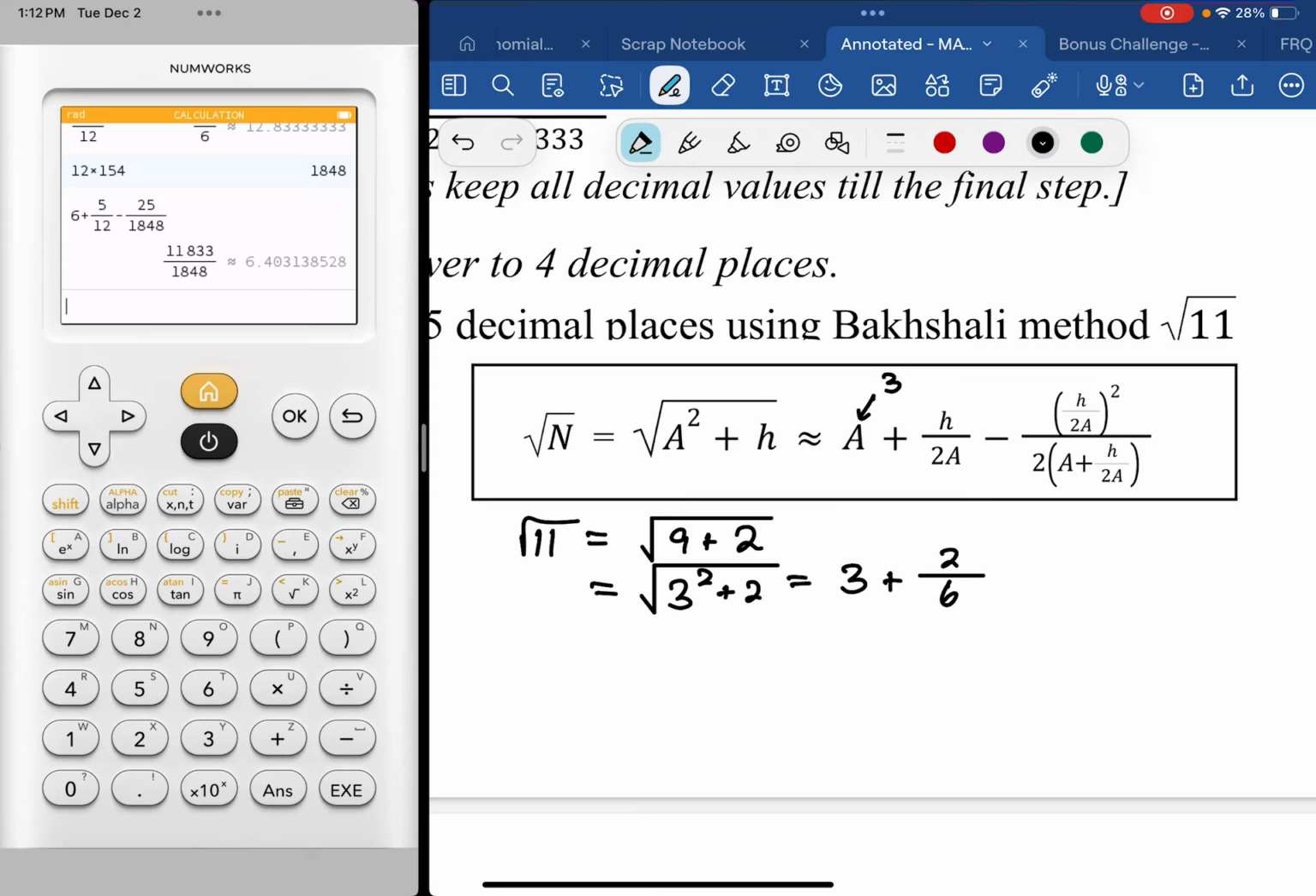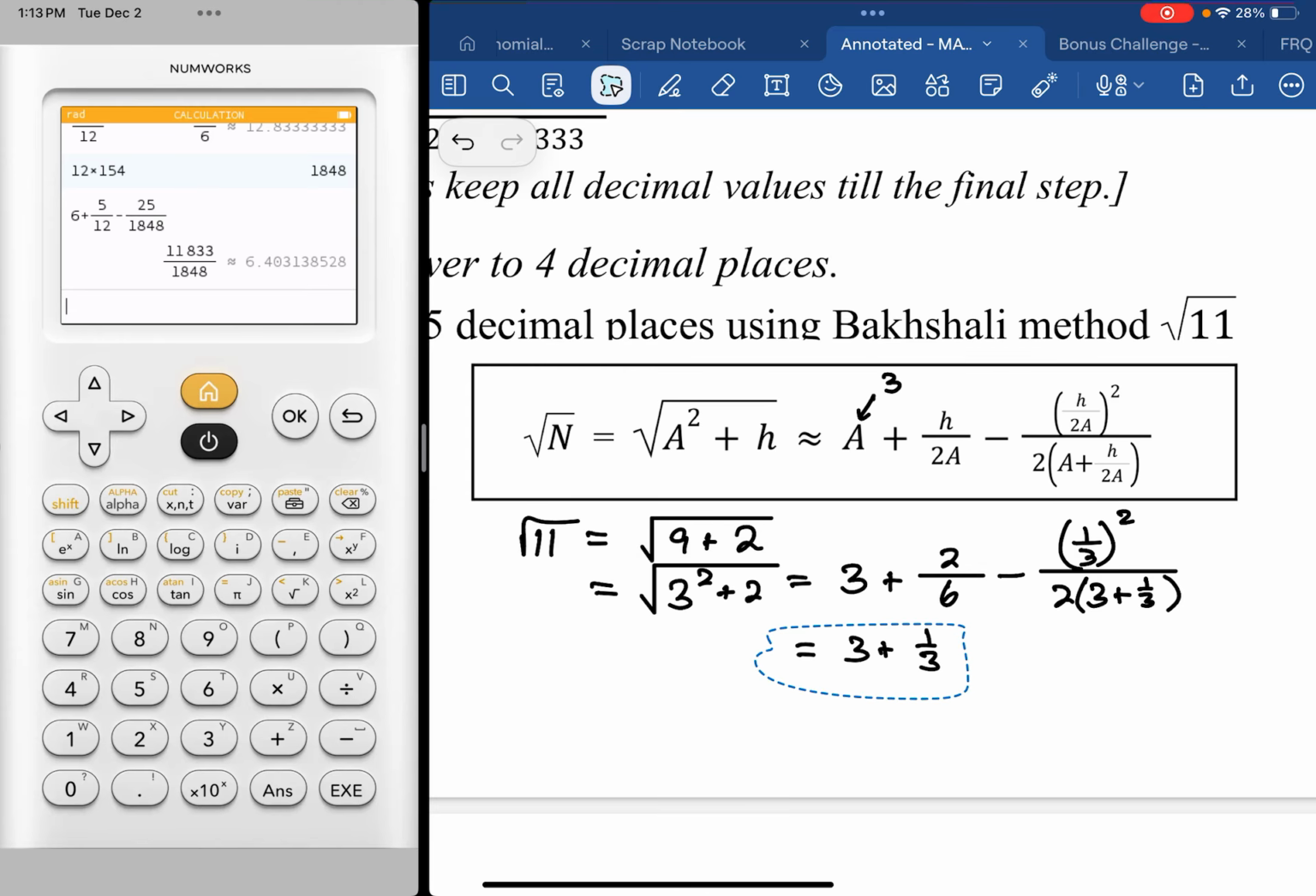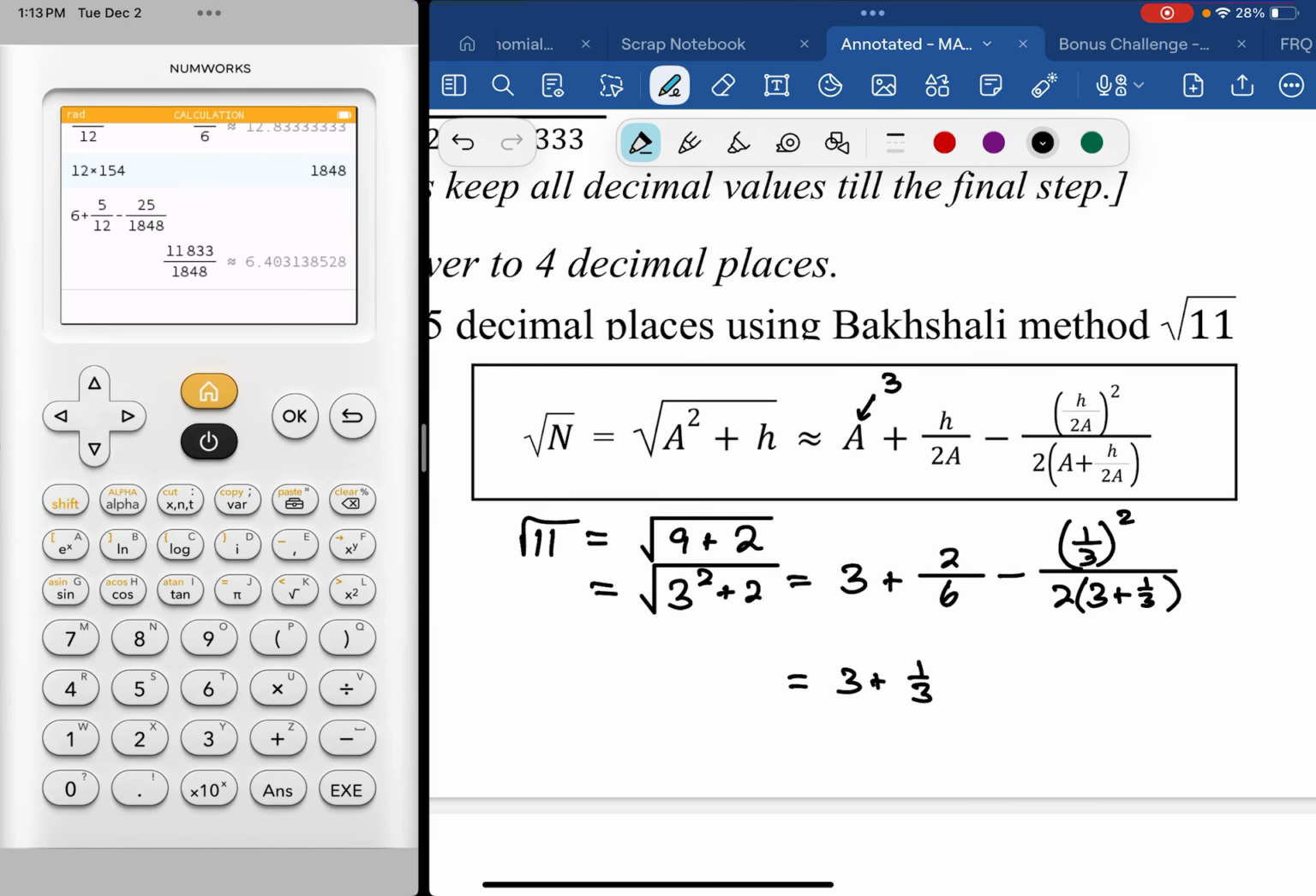Which we could write as 1/3. So we'll do that. So equals 3 plus 1/3, minus, I'll put in the 1/3 here, 2 times 3 plus 1/3. All right, so minus, and we'll do keep, change, flip again. This is going to be 1/9 times. So here, 3 and 1/3 is the same as 10/3.